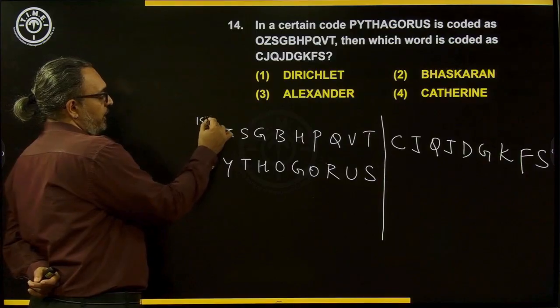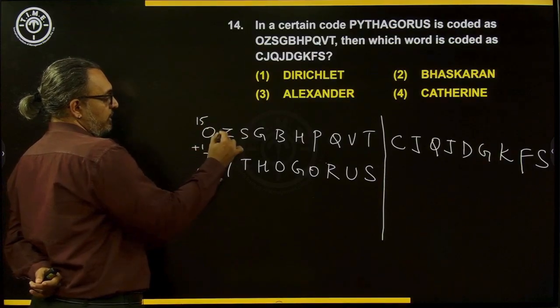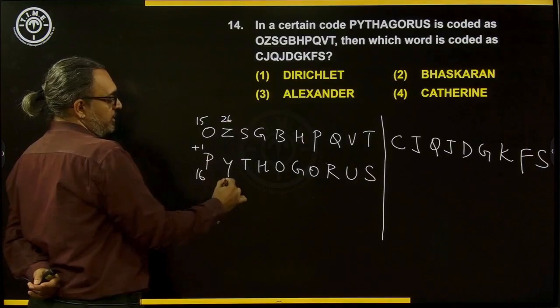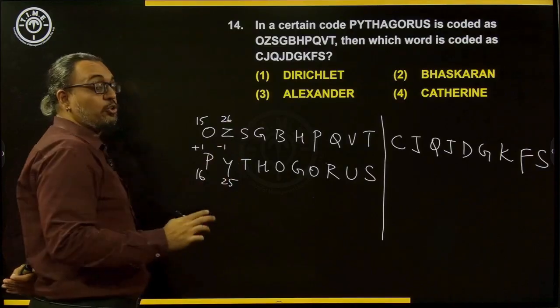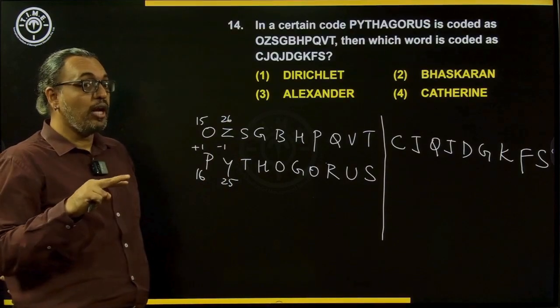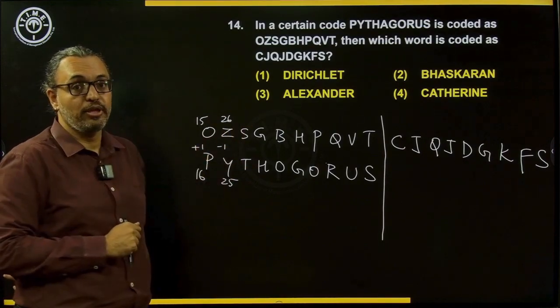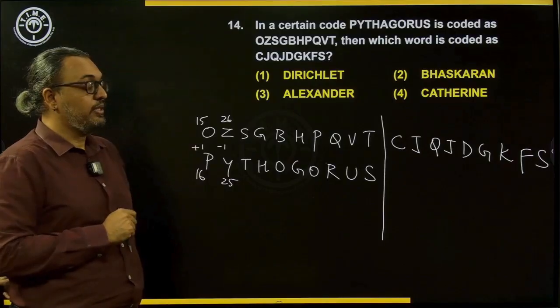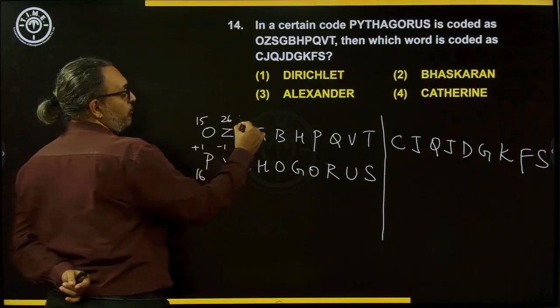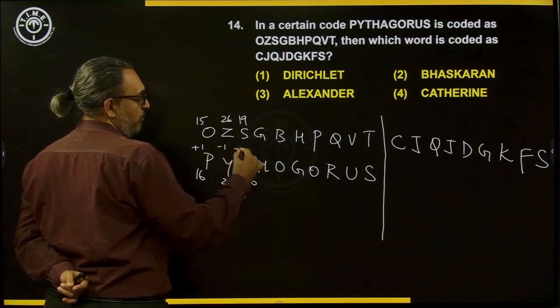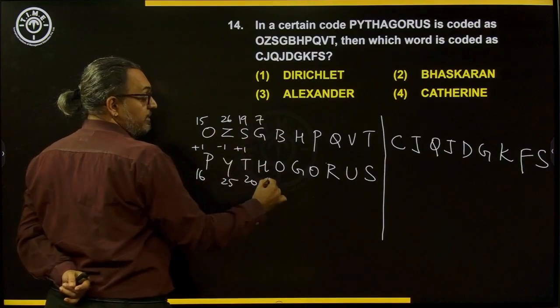Now, see what is happening. This is 15, 16. So, +1. This is 26, 25, -1. So, based on this, you should not assume that it is +1, -1 alternately, and parallelly you have to do it that way. We don't know that. Correct? So check carefully. 19, 20. So again +1. 7, 8. See, again you have +1.